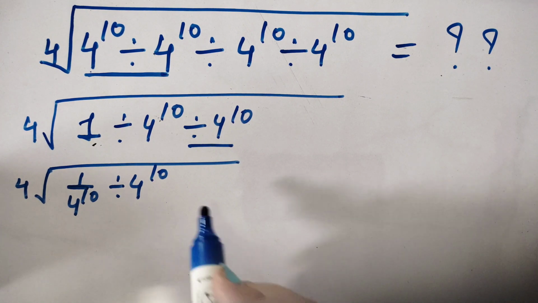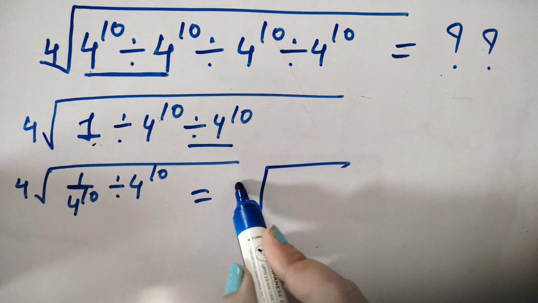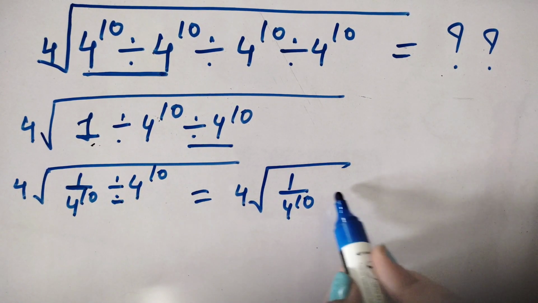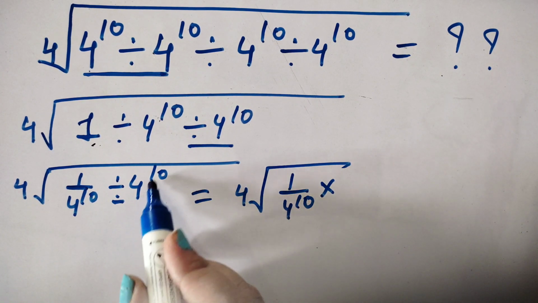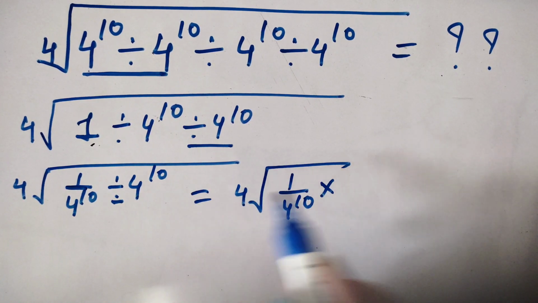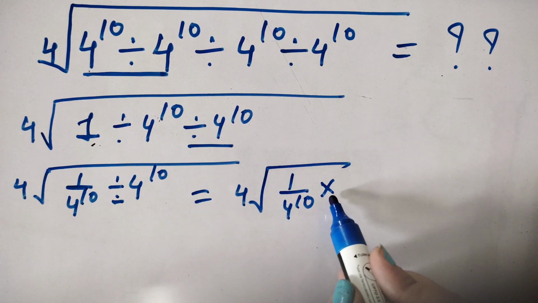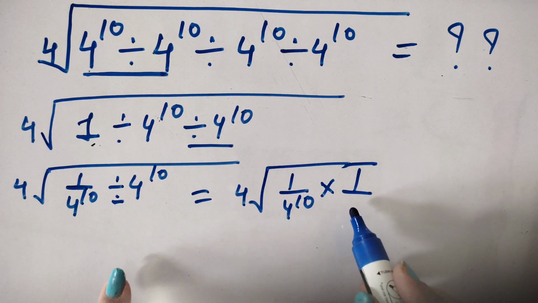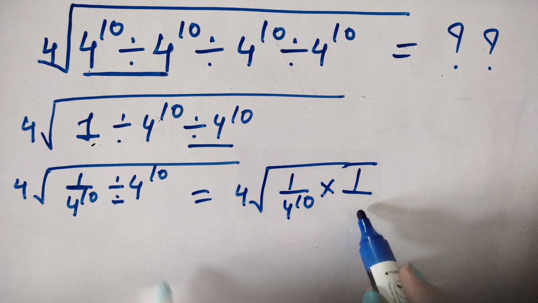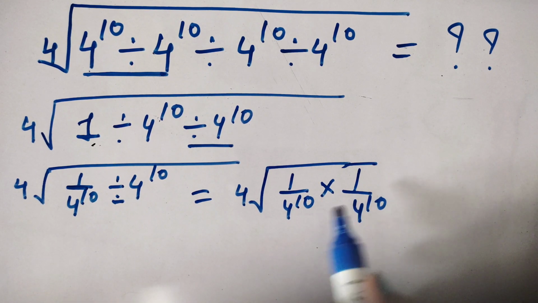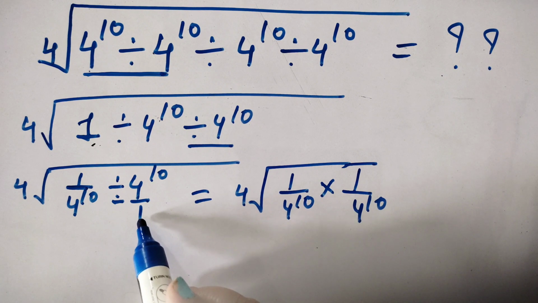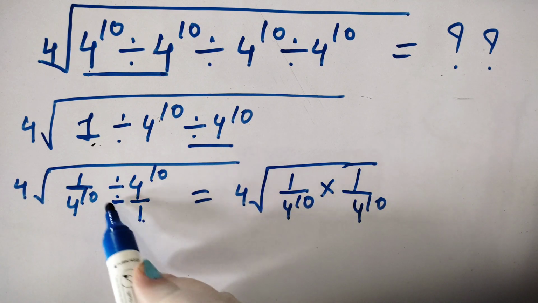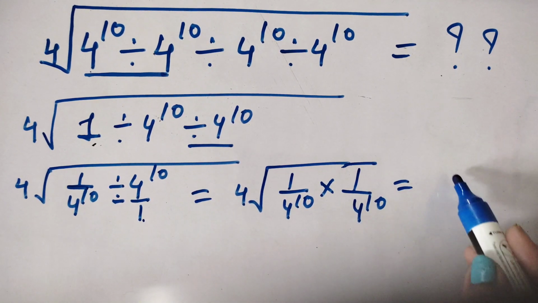Then after that you can see this 1 by 4 raised to the power 10, and this divide changes into the multiply sign, and the second term will become the reciprocal of the second term. If you change the sign divide into multiply, this term will convert into the reciprocal form. So 4 upon 10, it will be just opposite. Here the 1 goes up and 4 raised to the power 10 goes down because the sign will be changed.